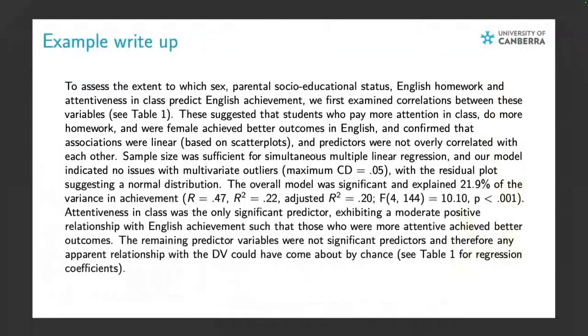Sample size was sufficient for simultaneous multiple linear regression, and our model indicated no issues with multivariate outliers. Cook's distance is less than 1, or maximum Cook's distance 0.05, with the residual plot suggesting a normal distribution. The overall model was significant and explained 21.9% of the variance in achievement, and here are those statistics just copied from that table. Attentiveness in class was the only significant predictor, exhibiting a moderate positive relationship with English achievement, such that those who were more attentive achieved better outcomes.